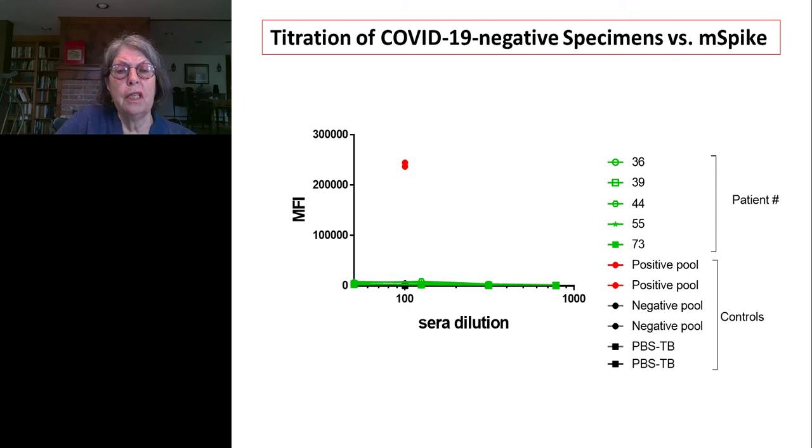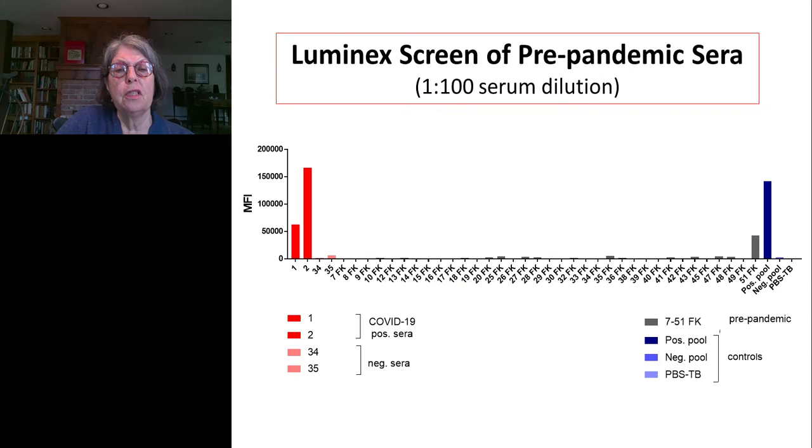We also ran a series of specimens that were drawn from volunteers in an IRB-approved study. They're pre-pandemic sera that were drawn before November, over, I think, 2017 to 2019. On the right, we're showing 2 positive sera in the red bars. The next 2 tiny bars were negative sera.